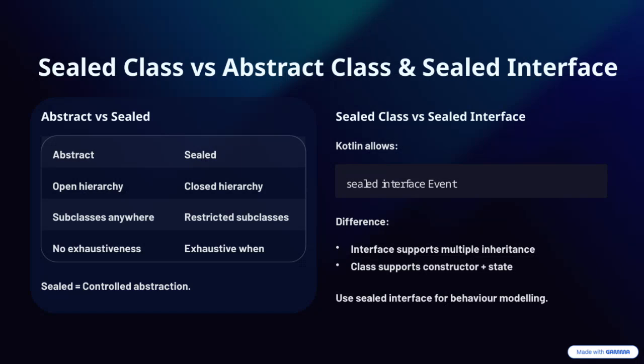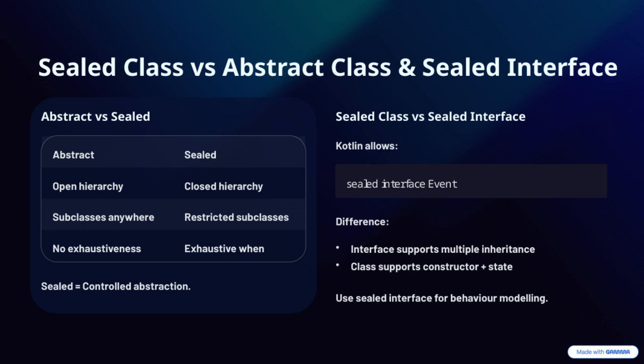Let's talk about using sealed interfaces for behavior modeling. Sealed interfaces in Kotlin allow us to define a restricted set of implementations, which makes our code more controlled and predictable. Unlike regular interfaces, they support multiple inheritance, so a class can implement multiple sealed interfaces if needed. Now, remember that classes in Kotlin support constructors and maintain state, which is crucial for modeling real-world entities effectively.